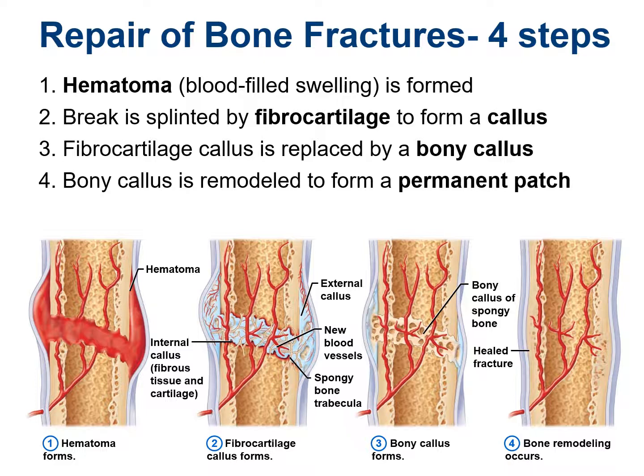There are 4 steps of repair of bone fractures. The first one is called formation of hematoma. Hematoma is when internal bleeding occurs. It's a blood-filled swelling. Second, a rough patchwork is done by fibrocartilage. Fibrocartilage formation occurs, it forms a callus. Third, the fibrocartilage callus is replaced by a bony callus. So this is endochondral ossification. And finally, the bony callus, which is still kind of a patchwork, is remodeled. That means bone resorption occurs here to form a permanent patch.